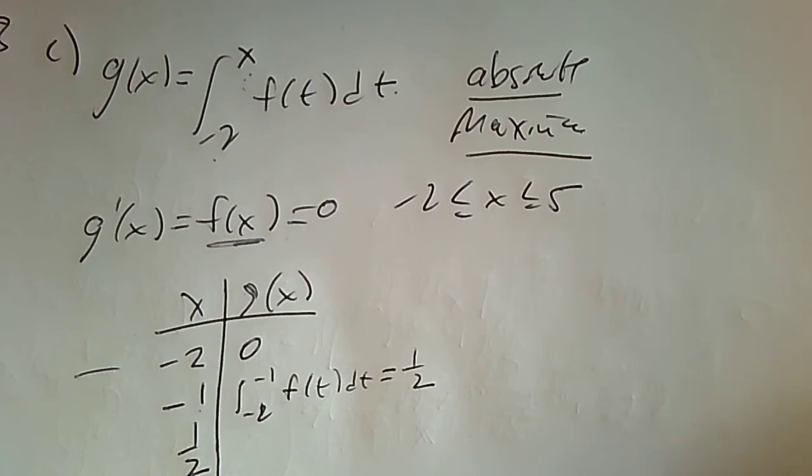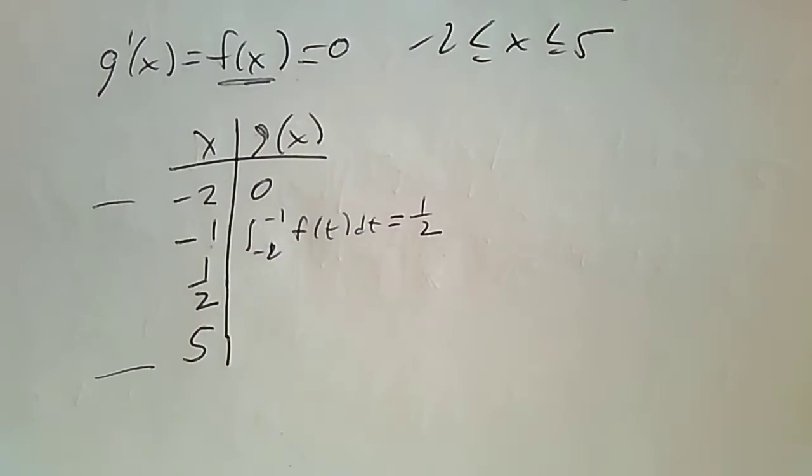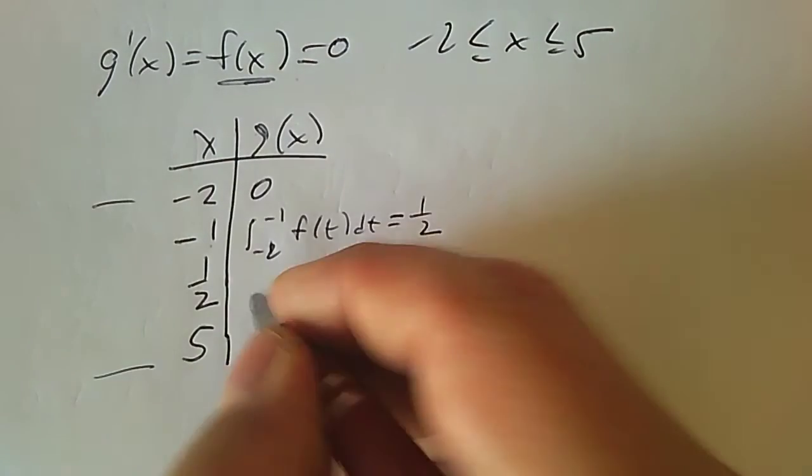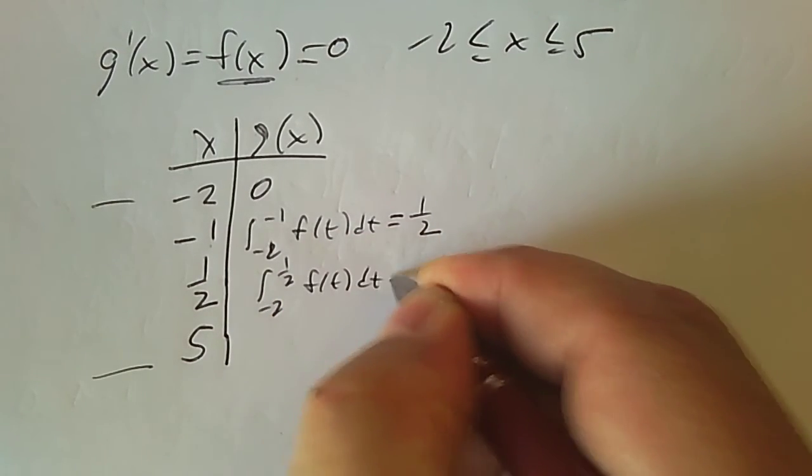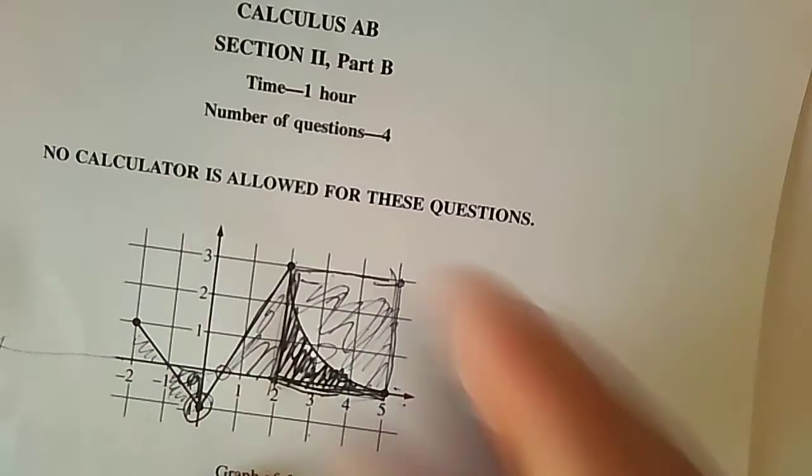Again, we're looking for the absolute maximum value. At +1/2, what would it be? So you're integrating from -2 to +1/2. What would that look like? So from -2 to +1/2.